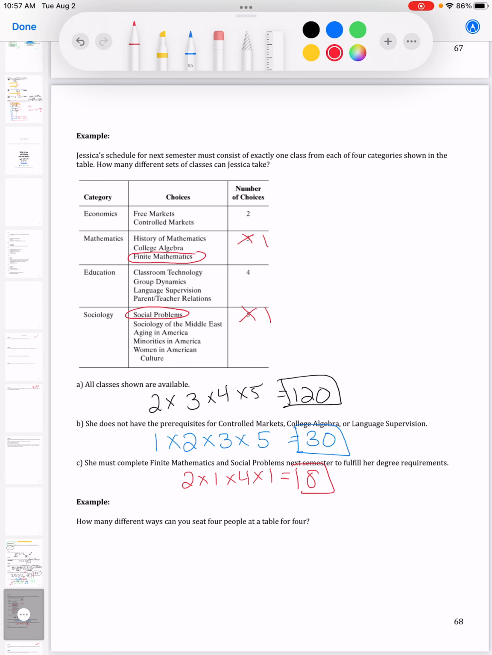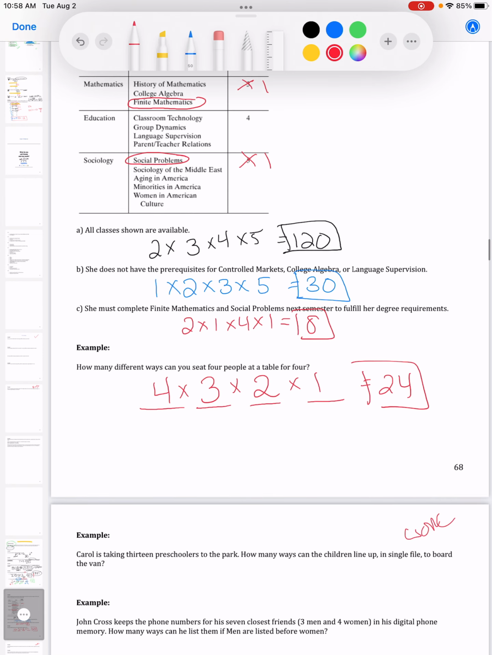Now this next example we actually have done back in 10-1 as well when we were listing out everything. We're going to seat 4 people at a table for 4. So once you sit down, you're only going to take up 1 seat. If you sit down, you're already sitting and there will be less people that are standing up. So if I've got 4 seats, once that person sits down, there are only 3 people left standing up. Once the next person sits down, there are only 2 people left. And then the last person has to take the last seat. So multiplying that together, I'm going to get 24.